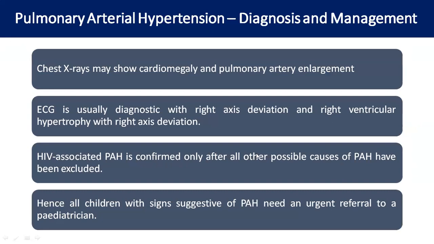How to diagnose and manage them? Chest X-ray may show cardiomegaly and pulmonary artery enlargement. ECG is usually diagnostic, with right axis deviation and right ventricular hypertrophy. HIV-associated PAH is confirmed only after other possible causes of PH have been excluded. Hence, all children with signs of PH need an urgent referral to a pediatrician. So PAH could be because of bronchiectasis as well. So once the patient has been ruled out of other causes of PAH, then only one should label it as HIV-associated PAH.